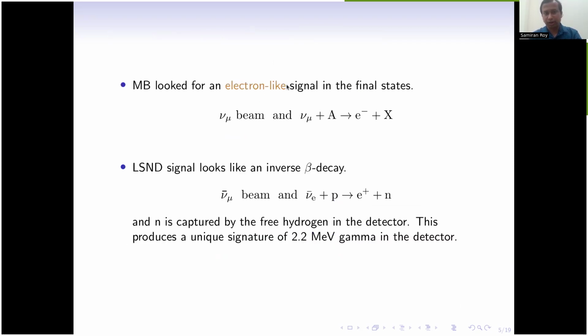MiniBooNE is looking for an electron-like signal in the final state. So their main beam is the mu beam. They are looking for the electron in the final state. For LSND, they are looking for the inverse beta decay signals. The main beam is the mu bar beam. They are looking for the positron and the neutron. This neutron is captured by the free hydrogen and it produces the 2.2 MeV gamma in the detector.